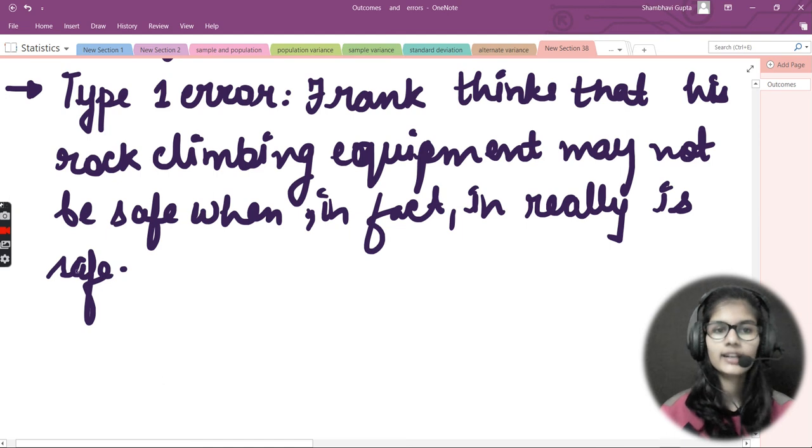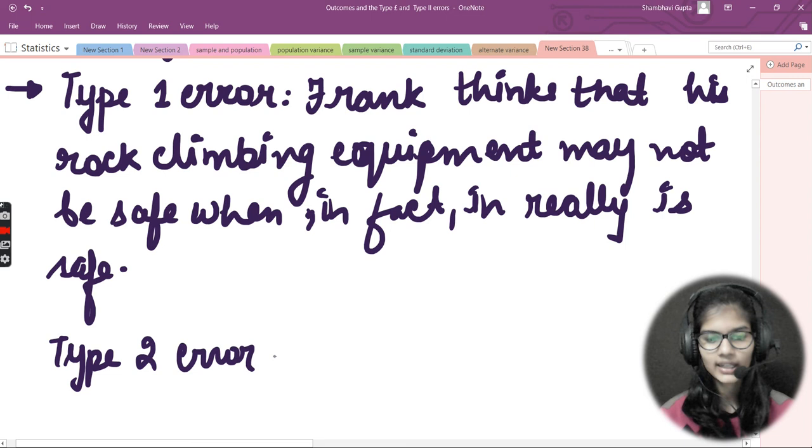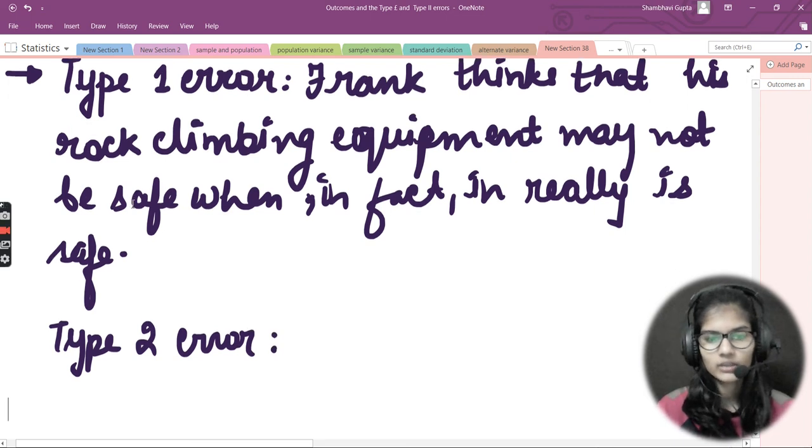This is my type 1 error, which I would be writing from here: Frank thinks that his rock climbing equipment may not be safe when in fact it really is safe. Right, this is my type 1 error. Now moving towards my type 2 error.